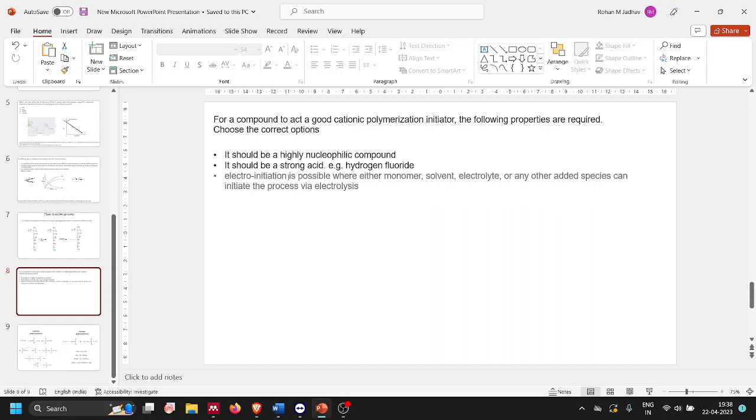And next we have electroinitiation is possible where either monomer, solvent, or electrolyte or any other added species can initiate the process by electrolysis. So what happens is that the need for cationic polymerization is to generate a cation which will initiate the polymerization reaction. So any kind of electroinitiation step where either monomer, solvent, or electrolyte can undergo electrolysis and initiate it by creating a cationic species which will start the polymerization reaction is usually desired. So this is the correct option.